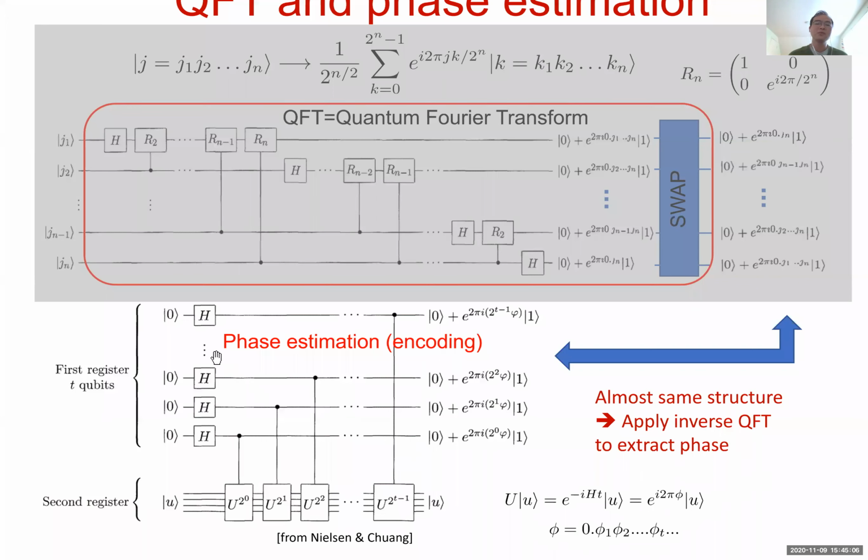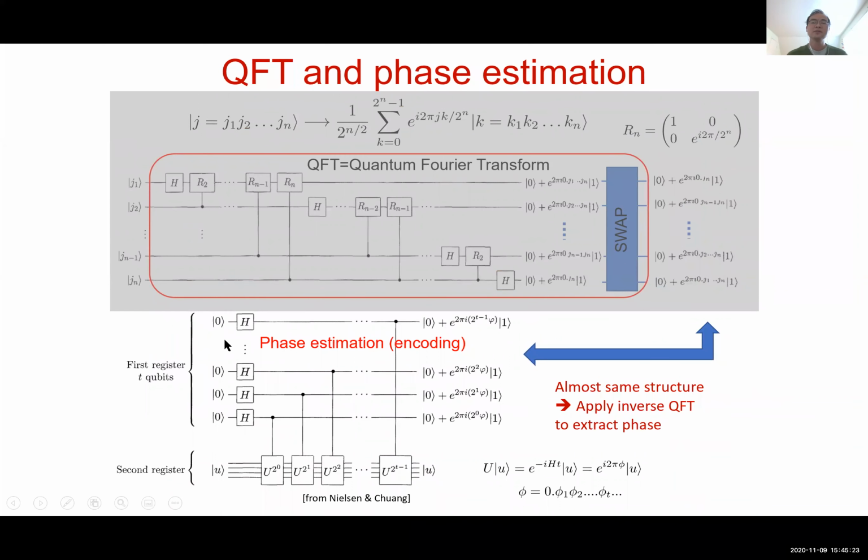If not, then we need to use more qubits, right? So you can see that the accuracy would depend on how many first register qubits you use, right? Okay. And therefore, if the phase is not exactly represented by these t bits, then there will be an error in getting the measurement outcome. Okay.